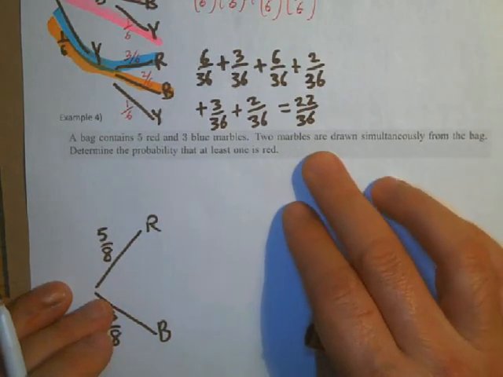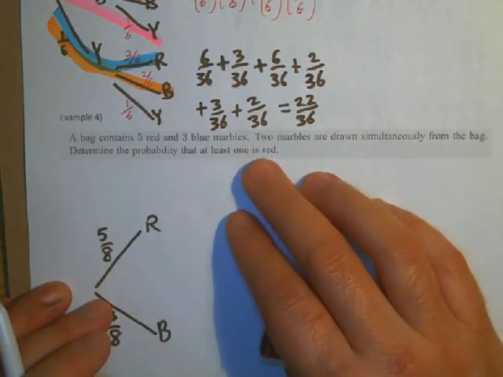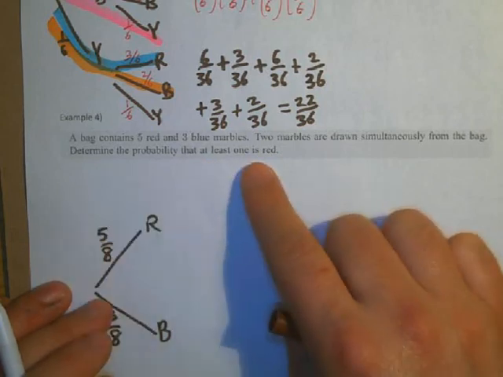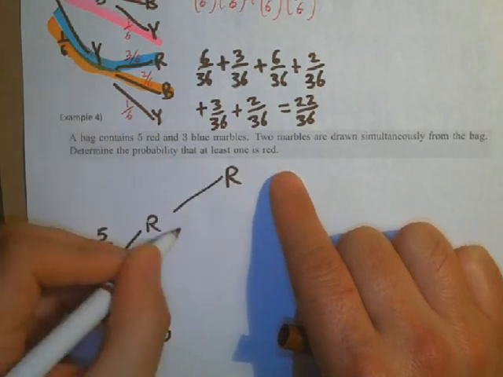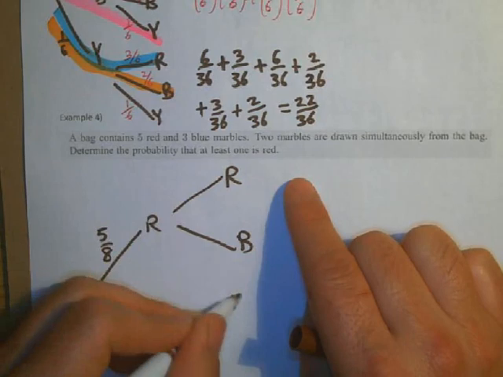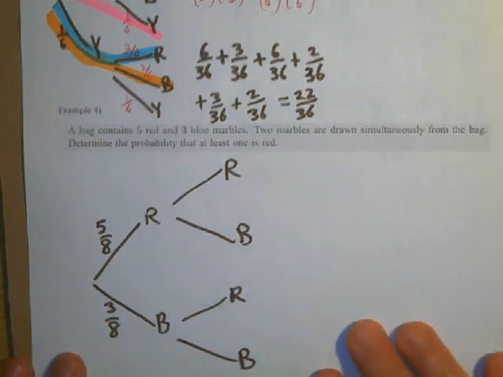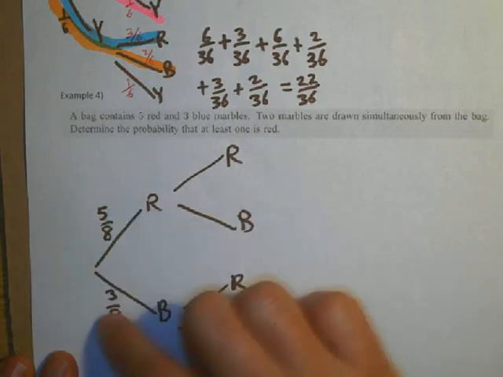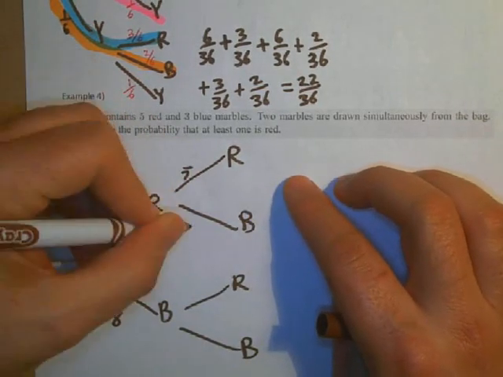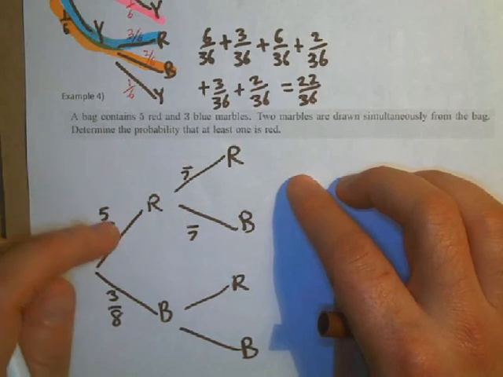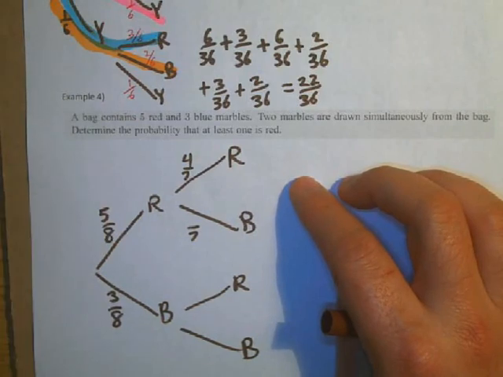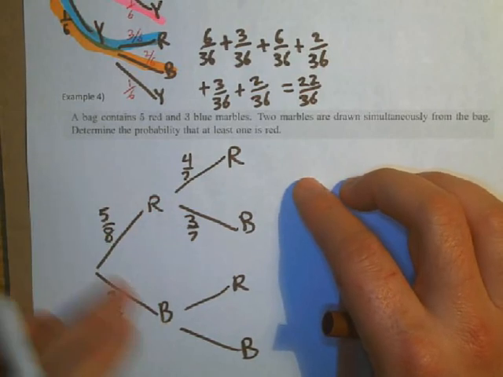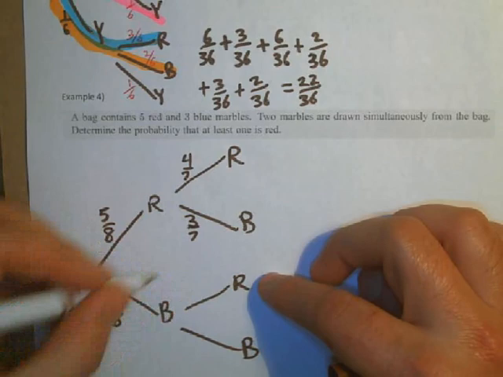2 marbles are drawn simultaneously from the bag. That means it's pulled out and removed. Determine the probability that you get at least one red. So now I could possibly choose another red, or a blue. I've taken a marble out, so my denominator is 7. If I've taken 1 red marble, what's my numerator there? You got it. It's going to be 4 because I've taken 1 red marble out. We still have 3 blue marbles. Now, if I've taken a blue marble out, there's still 5 red marbles, so 5/7.